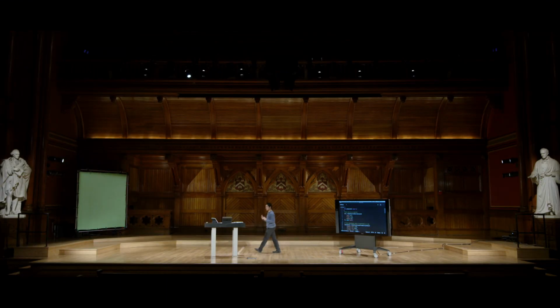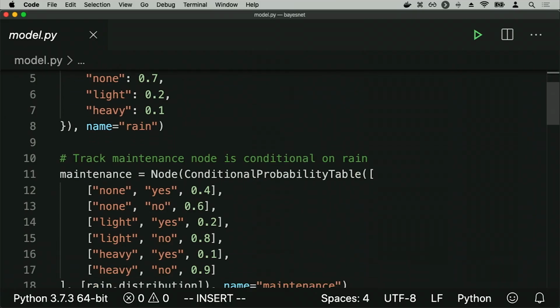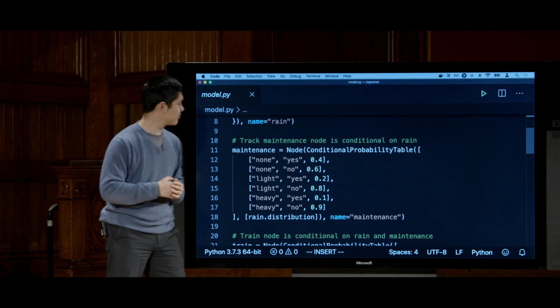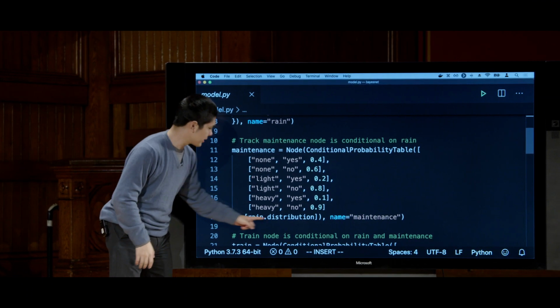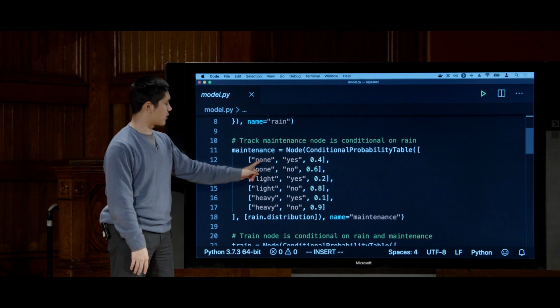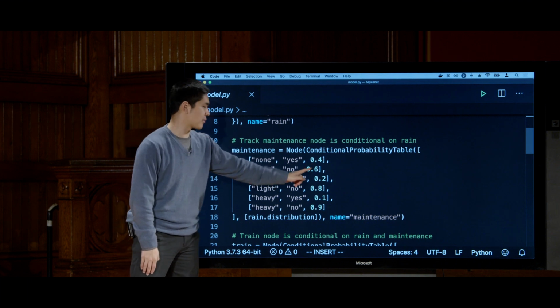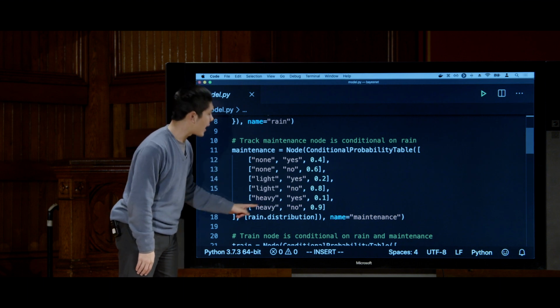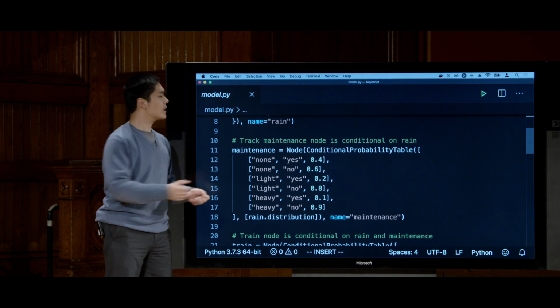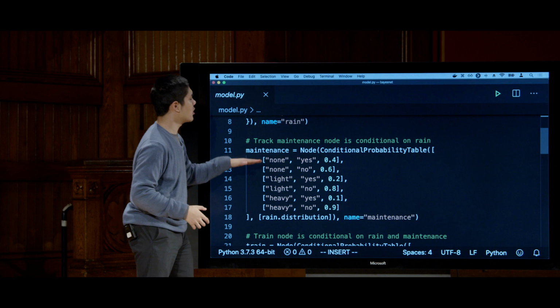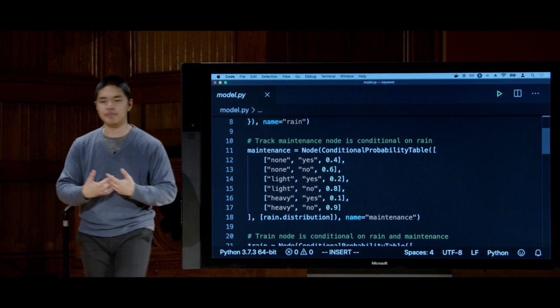Then after that, we go to the next variable, the variable for track maintenance, for example, which is dependent upon that rain variable. And this, instead of being an unconditional distribution, is a conditional distribution, as indicated by a conditional probability table here. And the idea is that this is conditional on the distribution of rain. So if there is no rain, then the chance that there is yes track maintenance is 0.4. If there's no rain, the chance that there's no track maintenance is 0.6. Likewise, for light rain, I have a distribution. For heavy rain, I have a distribution as well. But I'm effectively encoding the same information you saw represented graphically a moment ago. But I'm telling this Python program that the maintenance node obeys this particular conditional probability distribution. And we do the same thing for the other random variables as well.